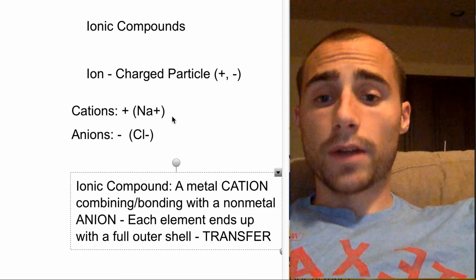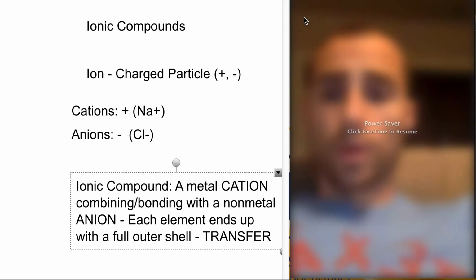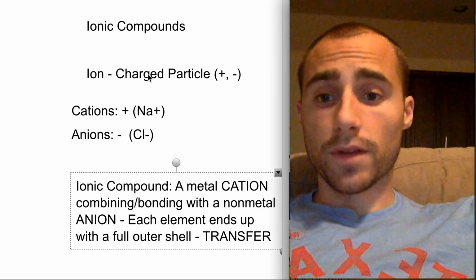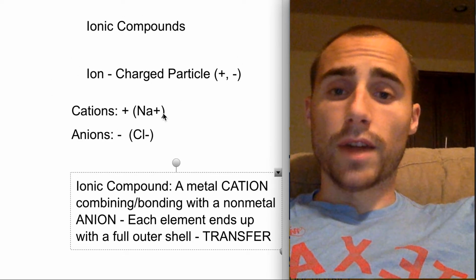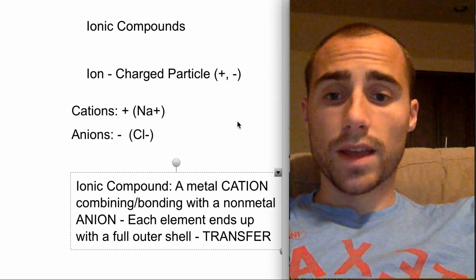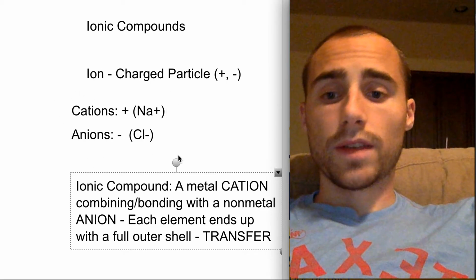It's ionic compounds. I already got a bunch of stuff written up here because we're going to try to work through it quick, but we have ionic compounds. Ionic compounds involve ions. If you remember, ions are charged particles, so they're elements that have a positive charge or a negative charge. And we have two types of ions. We have cations and we have anions.